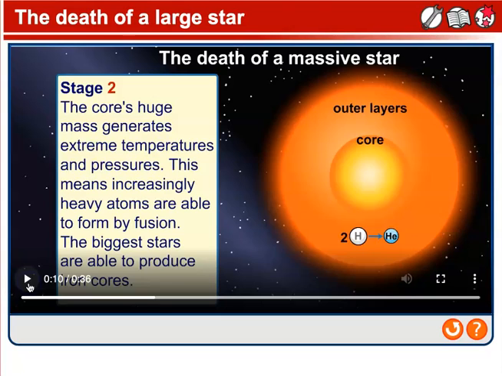Stage 2, the core's huge mass generates extreme temperatures and pressures. This means increasingly heavy atoms are able to form by fusion. The biggest stars are able to produce iron cores.